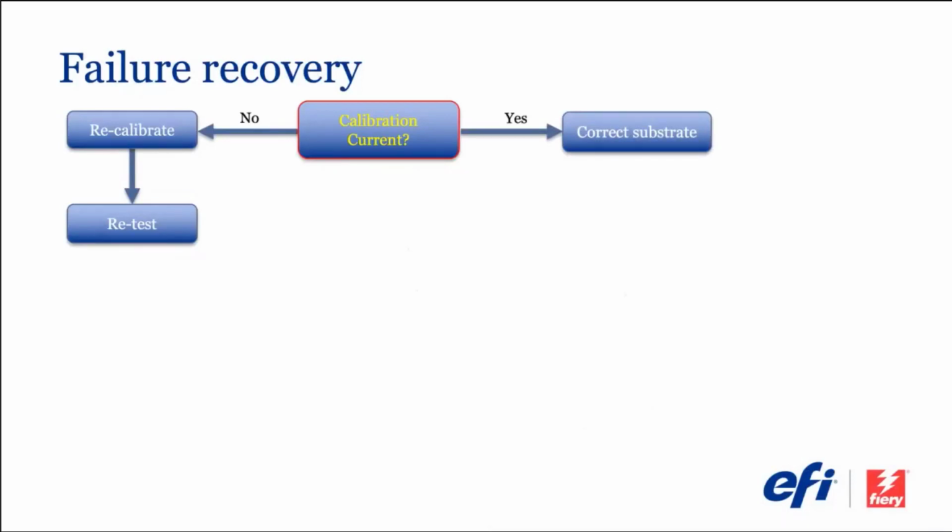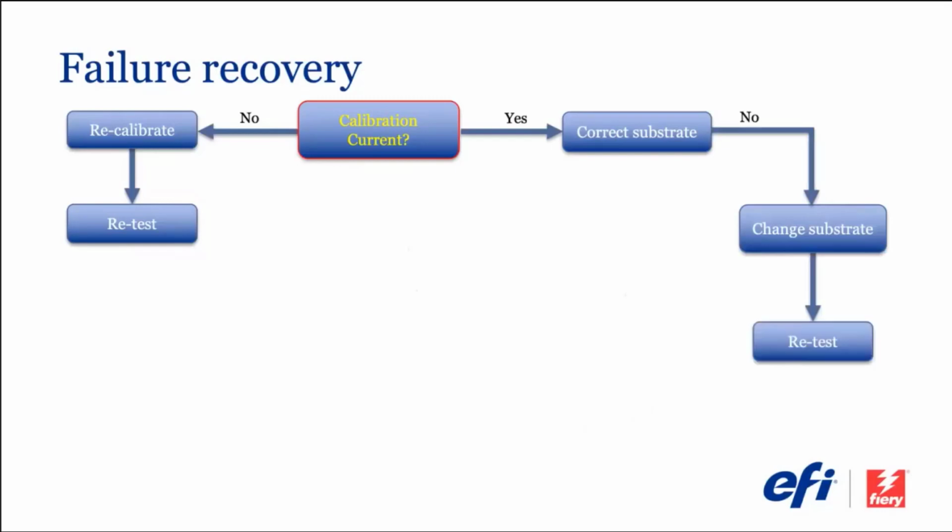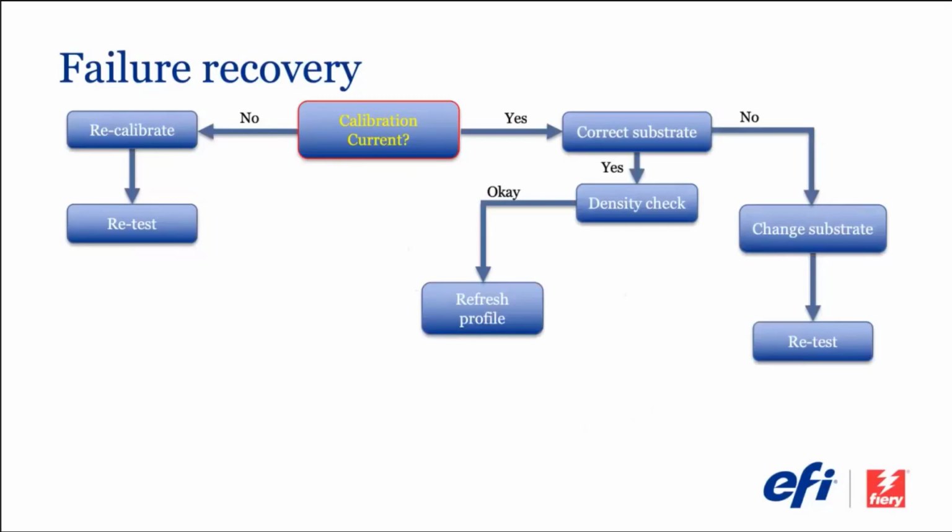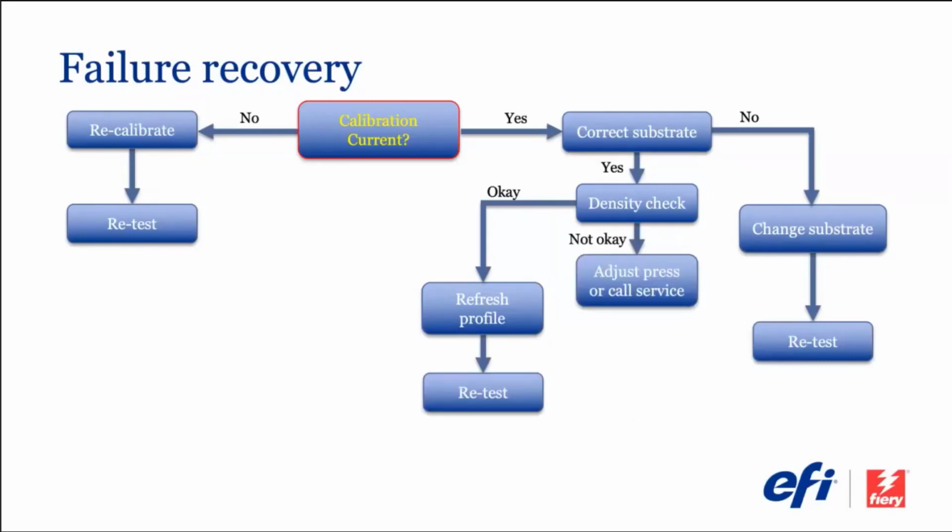Is the correct substrate in the machine? If it's not, again, an easy one. Get back to the substrate you're supposed to be using for that job. And again, retest, make sure that that is what it is. Yeah, the substrate was correct. Can you check the density on the output device? If you can, and if it's okay, well, you might have to refresh the ICC profile. Again, these tasks are covered in the e-learning courses up at elearning.com. The calibration course, in a few days. By the time of the next session we have next month, new profiling courses should also be available. And again, retest. Density check. Yeah, it's not okay. You might have to adjust, or you might have to have a service call, get your printer service.